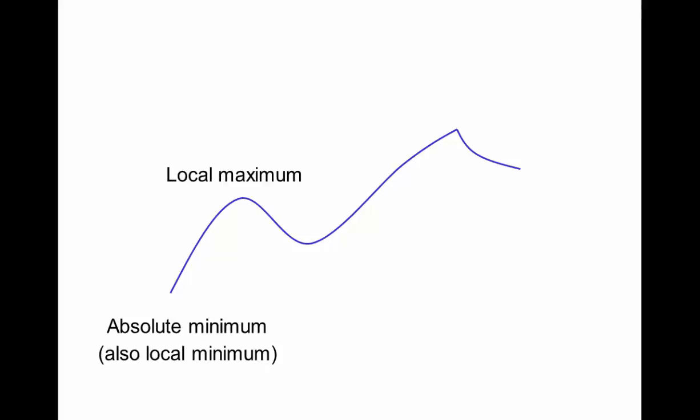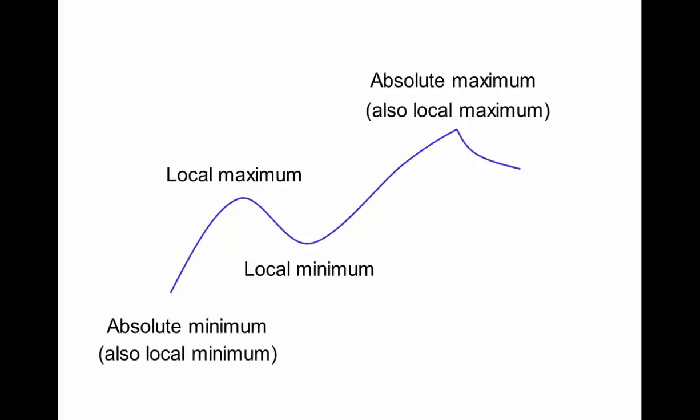So absolute extrema are also local. This would be a low. The next high spot is a local maximum. The next low spot is a local minimum. And then we have the absolute maximum, which is also local. And then a relative or local minimum.